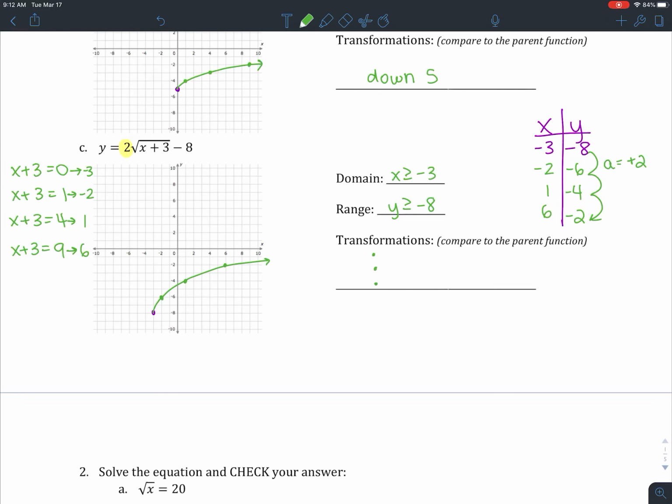Transformations, we had 3 again. We went left 3. We went down 8 to get to my starting point. So think of it if you're plotting the point. You went left 3, down 8. And then we stretched it by 2. So if a is between 0 and 1, that's a shrink because I'm multiplying it by something less than 1. But if a is greater than 1, that is a stretch.